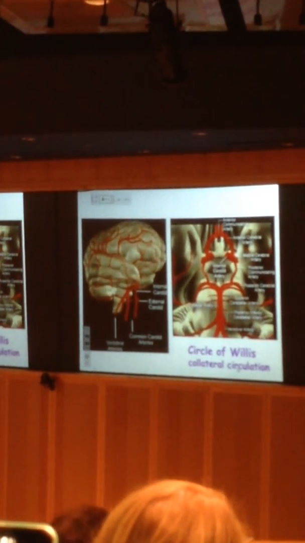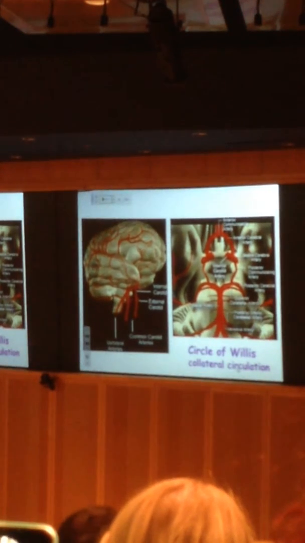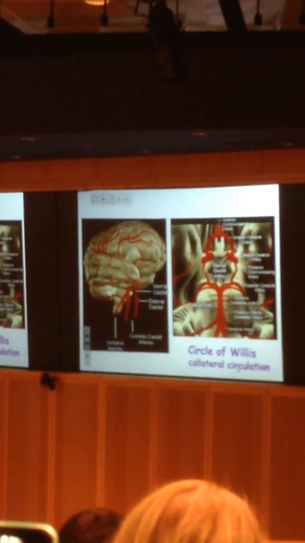Now you can see this structure. What is this structure good for, if anything? Do you think there is any advantage to having a ring-shaped structure at the bottom of your brain that connects all the blood vessels? Yes?